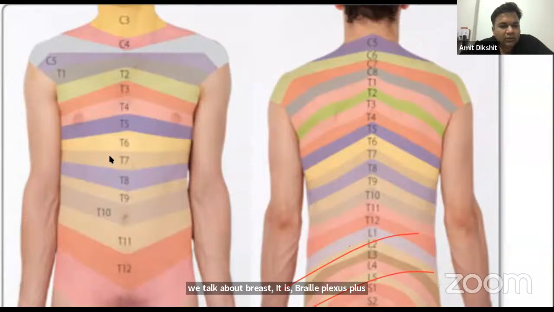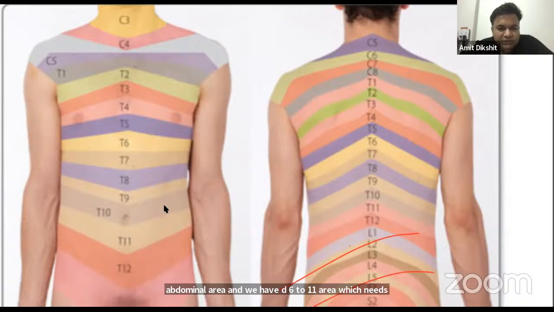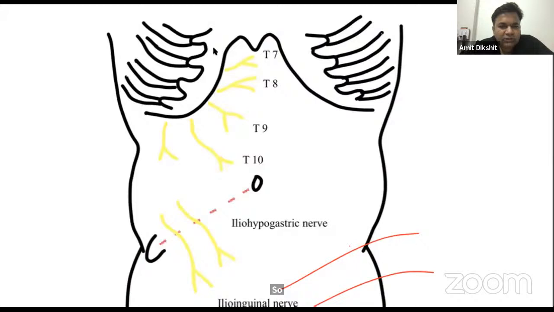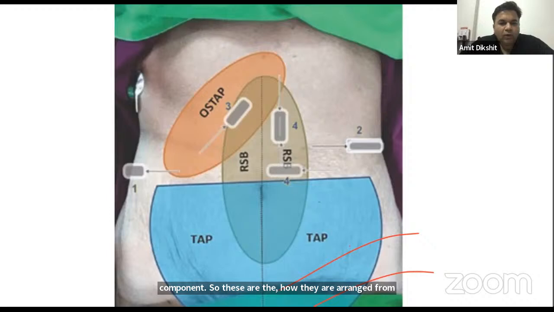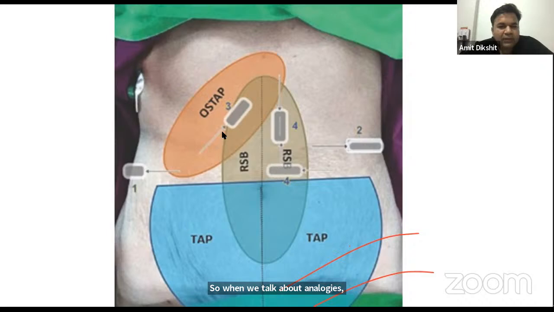Now, fortunately, we do not have that much of a challenge when it comes to the abdominal area. We have the T6 to L1 area, which needs to be addressed. So it's dermatomal innervation and also the visceral component. So these are the nerves, how they are arranged from T7, 8, 9, 10, and then iliohypogastric, ilioinguinal. When we talk about analgesia, if it is, say, upper abdomen, then most commonly what we do is a subcostal TAP. If it is near midline, like a paraumbilical hernia or midline incision, then a rectus sheath block. A TAP block will cover more of the lower abdominal area.